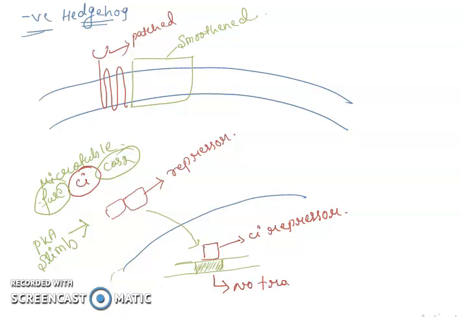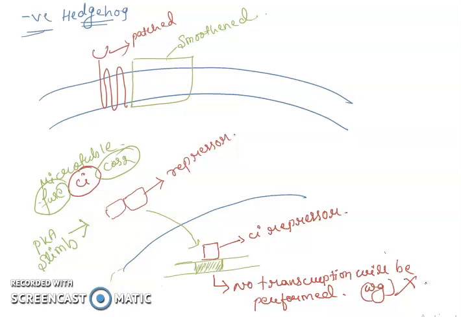No transcription will be performed, because the Ci repressor came and bound to this region, by which it is inhibiting further transcription. As transcription is not performed, there will be no Wingless.